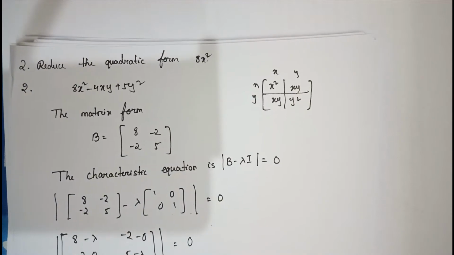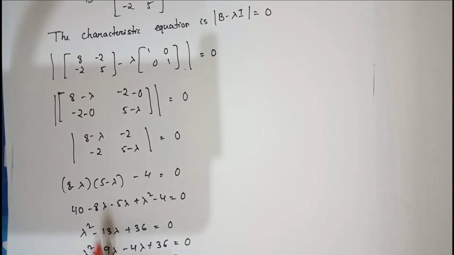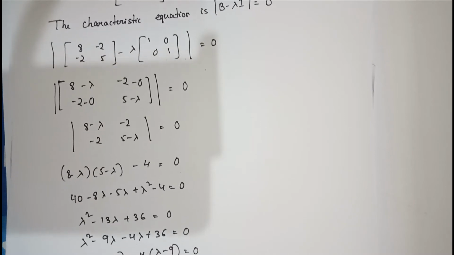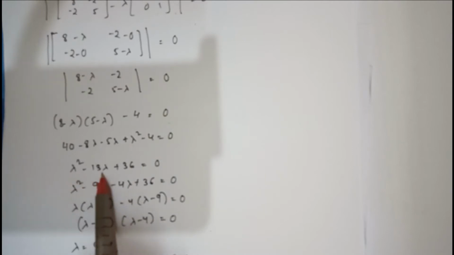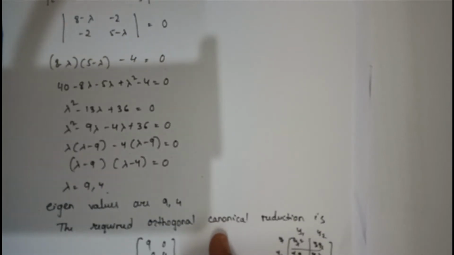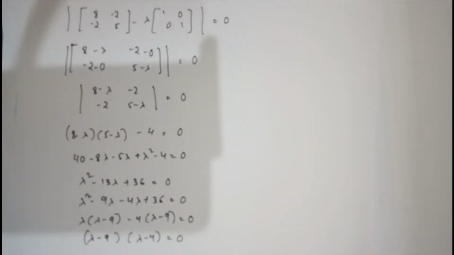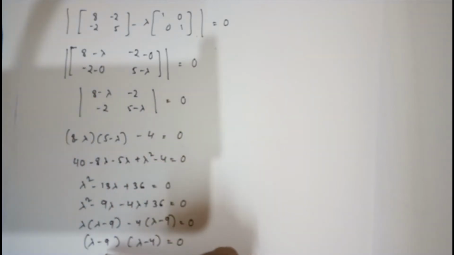The same thing, look, you can verify your answer. So this is the equation I got: lambda square minus 13 lambda plus 36 is equal to 0. After factorization, I got lambda minus 9 and lambda minus 4. That means the values are 9 and 4, so I got two eigenvalues, 9 and 4. To find the eigenvector, I need to replace the 9 in this matrix. I have to replace it twice: first for the value of 9, then for the value of 4.